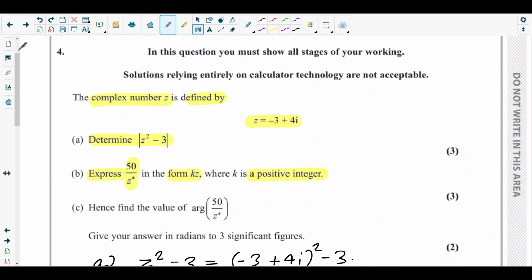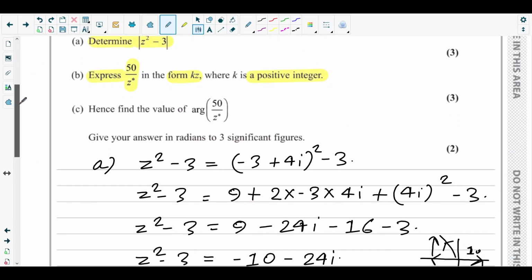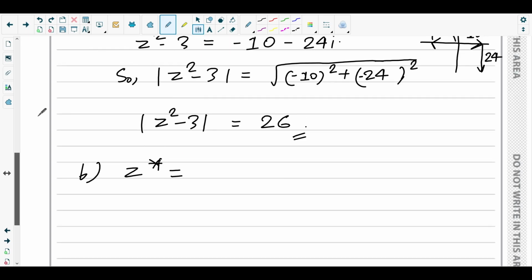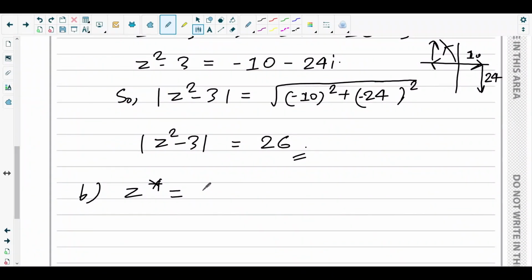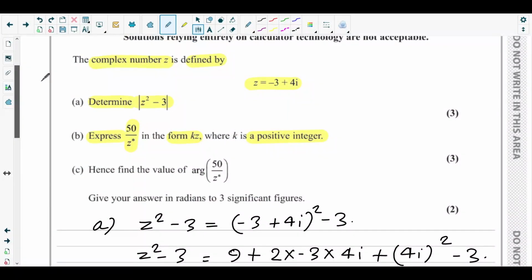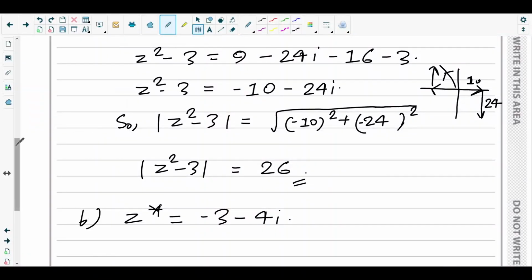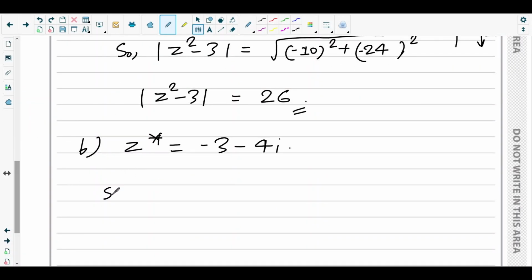Okay, so at first we have to simplify 50 over z star. So z star is basically the conjugate of z. So that would be -3 - 4i. Here it was plus, but for the conjugate it will be negative. Okay, so 50 over z star equals 50 over -3 - 4i.